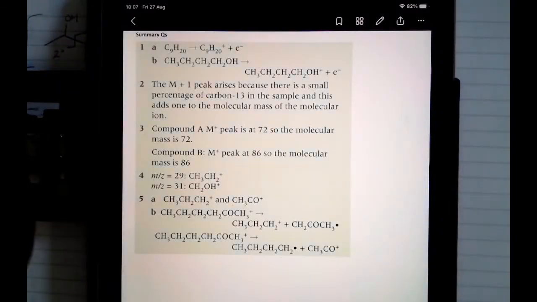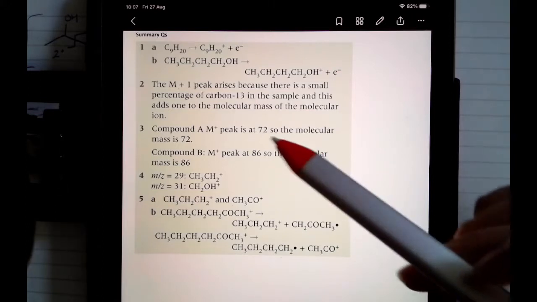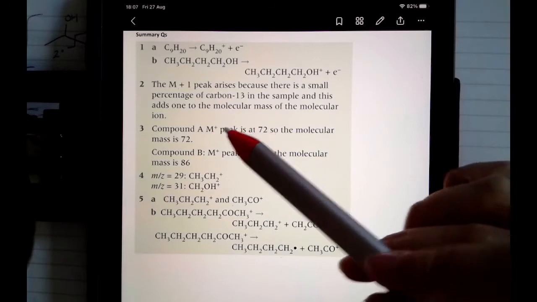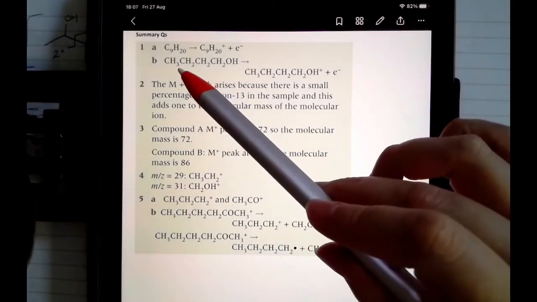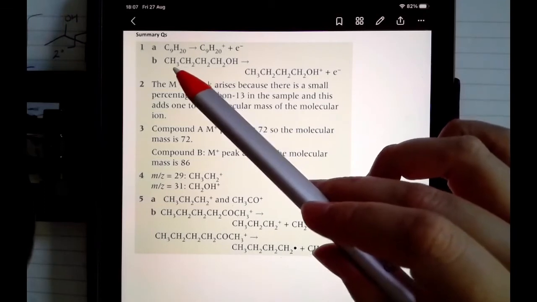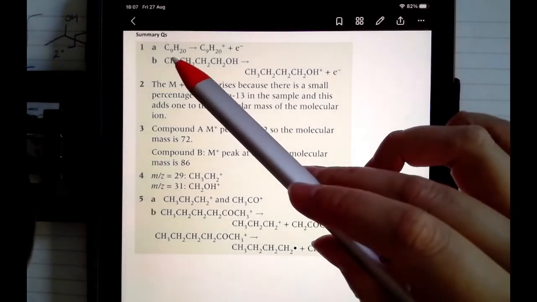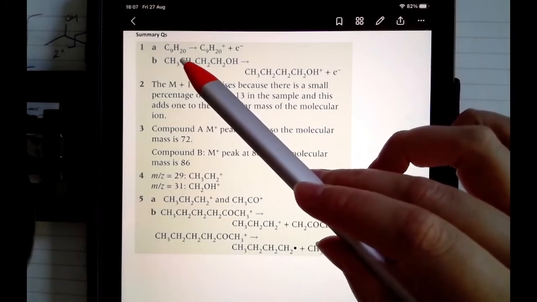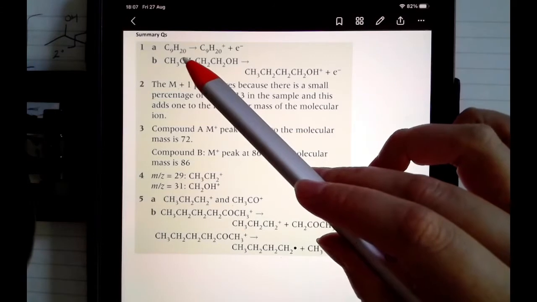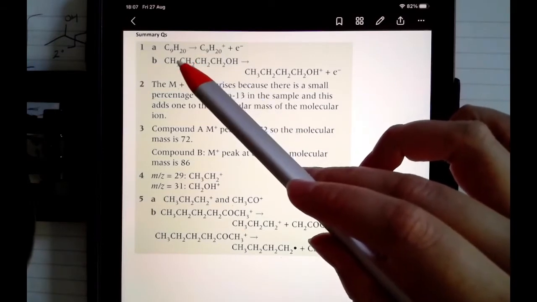In this video, I'm going to run through the remaining exercises in 17.1, which is on mass spectrometry. In the first question, you're asked to write an equation to show how nonane is ionized. So you would need to be able to write the molecular formula of nonane. Because it's non, it's got 9 carbons, and because it's an alkane, it's going to follow the general formula CnH2n plus 2. So that's your molecular formula.